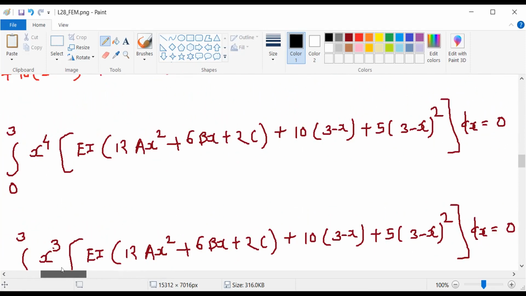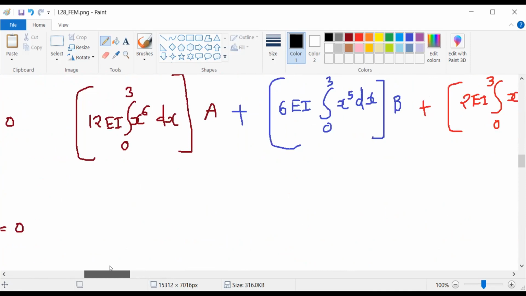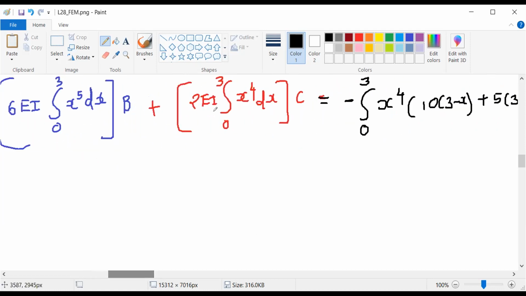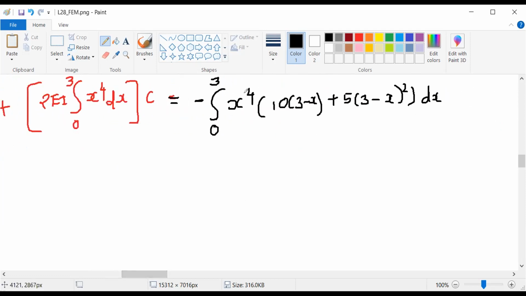Now you look at this expression, you will understand that this is going to be some number. EI is anyway going to be constant. So EI is always going to remain in our formulation. So this integration is some constant multiplied by EI into a. This integration is some constant multiplied by EI into b. And this integration is some constant multiplied by EI into c, is equal to the right hand side, a definite integral of this product, so it is going to be a constant.